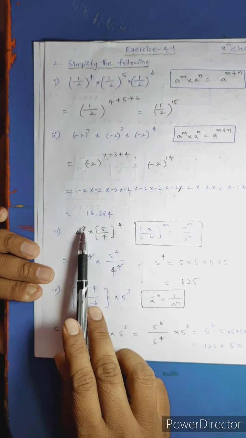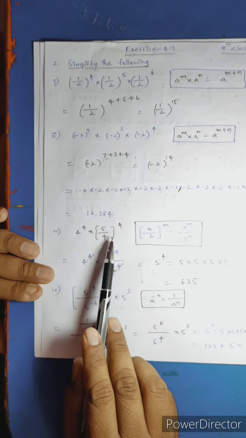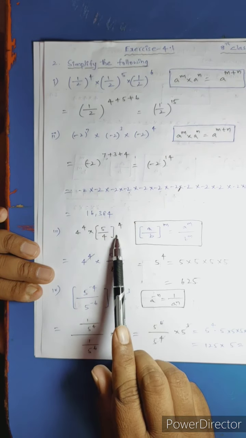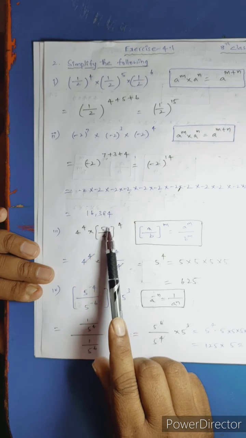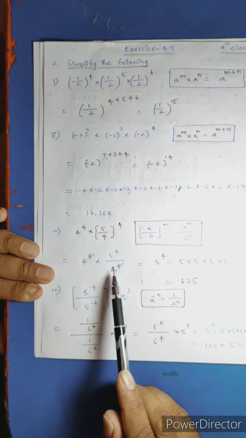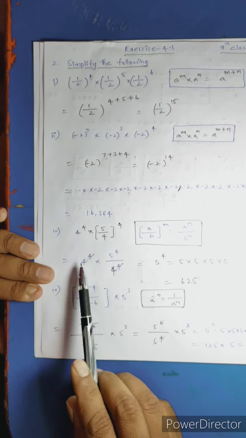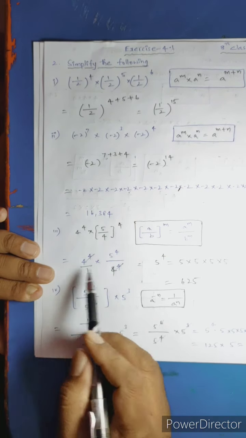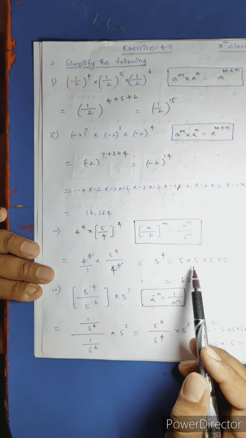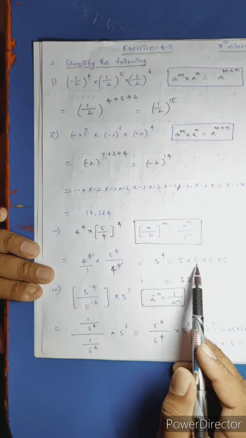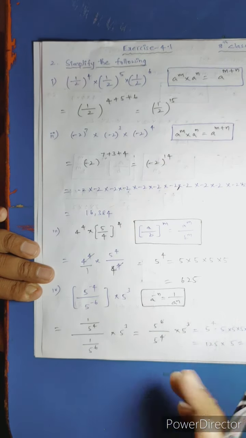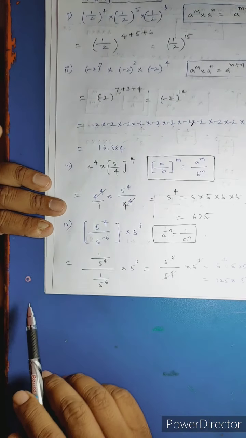Then third problem, 4 power of 4 into 5 by 4 whole power of 4. This is in the form of a by b whole power of m equal to a power of m by b power of m. 4 power of 4 into 5 power of 4 by 4 power of 4. Here numerator and denominator are the same, so they cancel. Then the remaining 5 power of 4 gives 5 into 5 into 5 into 5. 5 5s are 25, 5 5s are 25. 25 25s are 625.